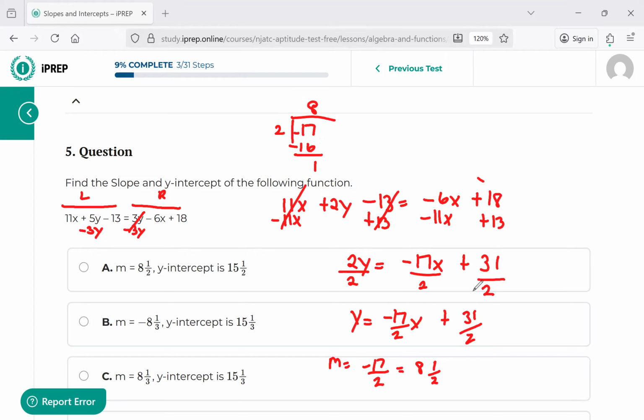And then my y-intercept, this is improper, so let's make that mixed. So put 31 in the box and 2. How many times does 2 go into 31? Well, I know that 2 goes into 3 once. 3 minus 2 is 1. Bring down the 1. How many times does 2 go into 11? About 5. And then you have a remainder of 1, so it's going to be 15, and your remainder is 1 divided by 2, so 15 and 1/2.